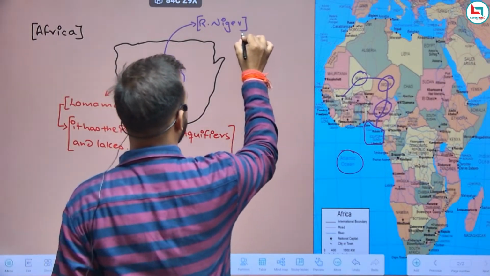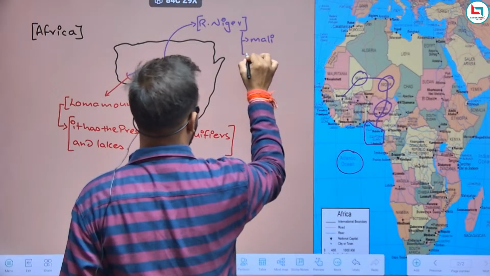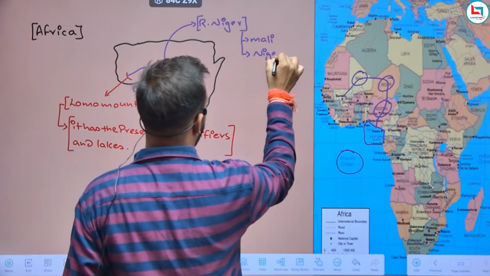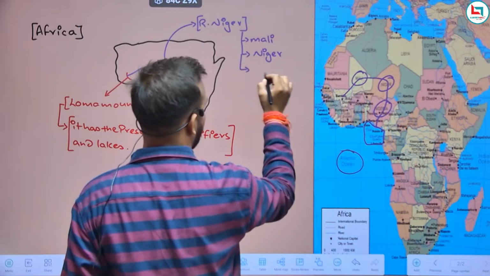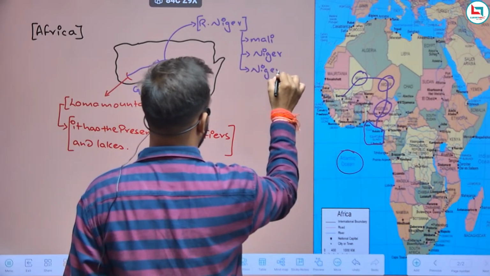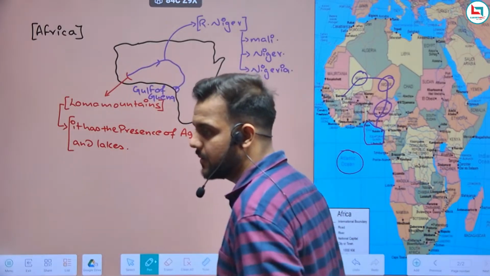This is the River Niger. It passes through Mali. After Mali, we have Niger. After Niger, we have Nigeria. So these are the things we should know first.